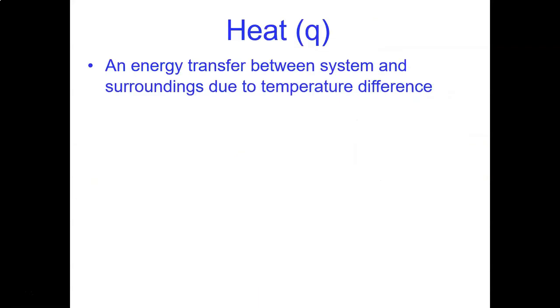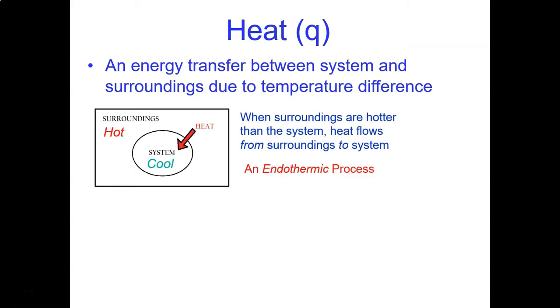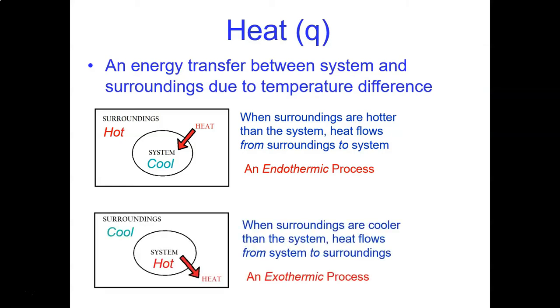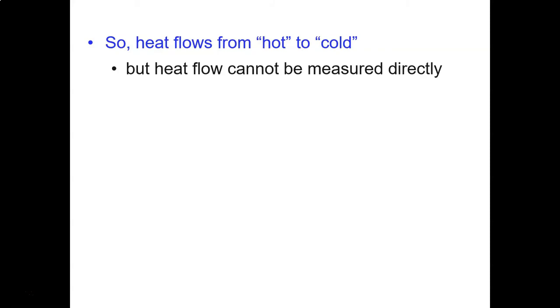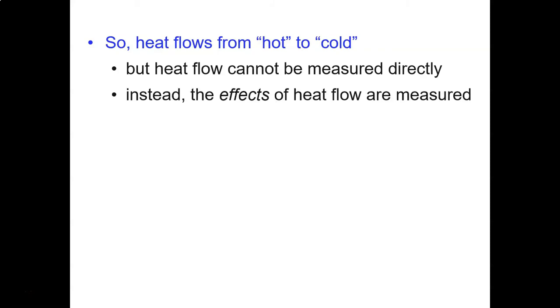Heat is denoted as Q, which is an energy transfer between the system and the surroundings due to the temperature difference. When the surroundings are hotter than the system, the heat flows from the surroundings to the system. We call this an endothermic process. When the surroundings are cooler than the system, the heat flows from the system to the surroundings. We call this an exothermic process. So heat flows from the hot to the cold object. But heat flow cannot be measured directly. Instead, the effects of heat flow are measured.